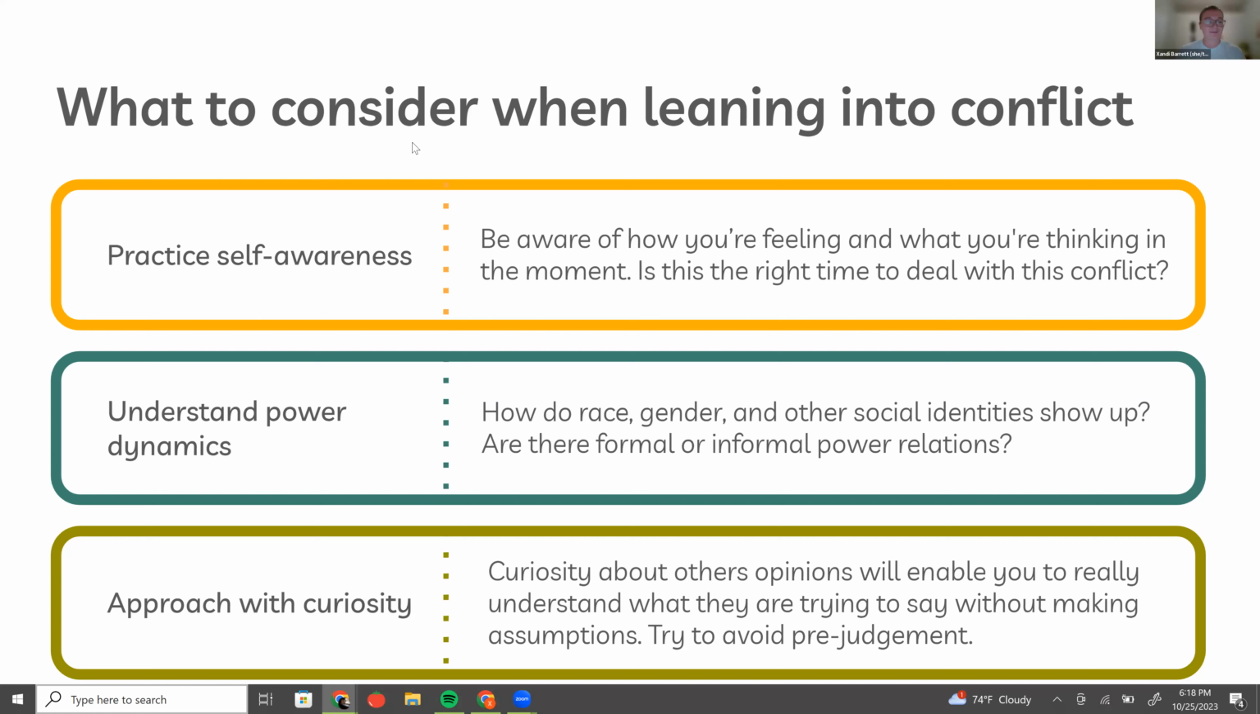And the last one is approaching with curiosity. This can be tricky sometimes, but really just understanding that the other person, especially if we're in a co-op together, we all want the best for our co-op and for ourselves. And so if we're curious about other people's opinions, we can make sure that we incorporate them and come to a solution that's mutually beneficial, and prevent that prejudgment as well.